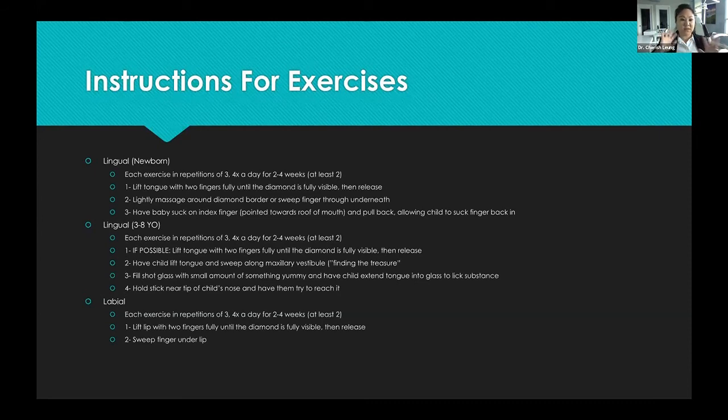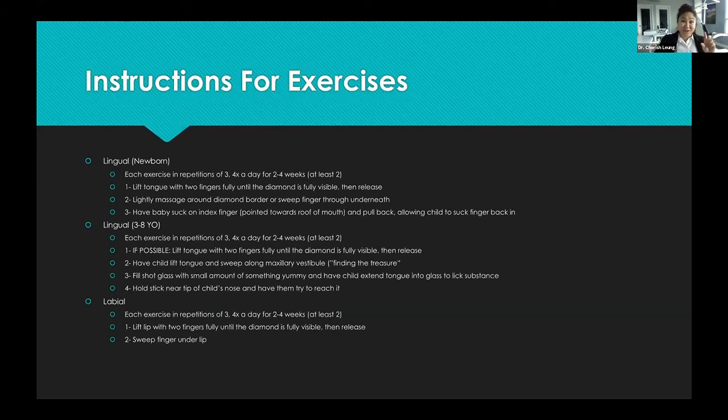For the tongue for about 3 to 8-year-olds, it's a little harder because they have teeth and they can bite you, and also because they're not as cooperative. So if possible, you still want them to do that tongue lift with the release. But if it's really not possible for them, then the other option is to have them do find the treasure. What they do is they basically will sweep their tongue on the maxillary vestibule all along the buccal surfaces of the teeth. That's going to help to really stress that tongue, and it's fun for them to find the treasure. There's no real treasure, by the way.